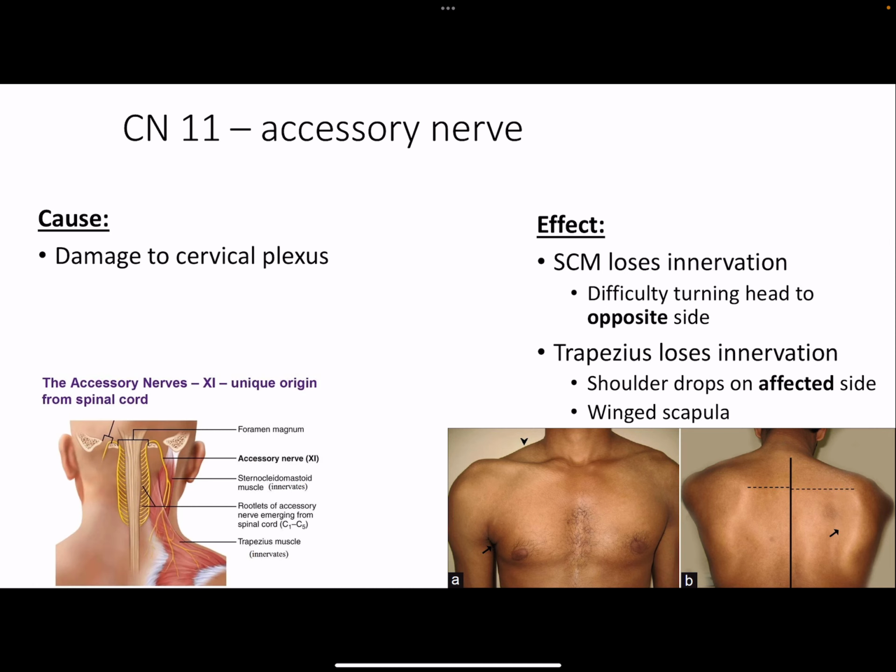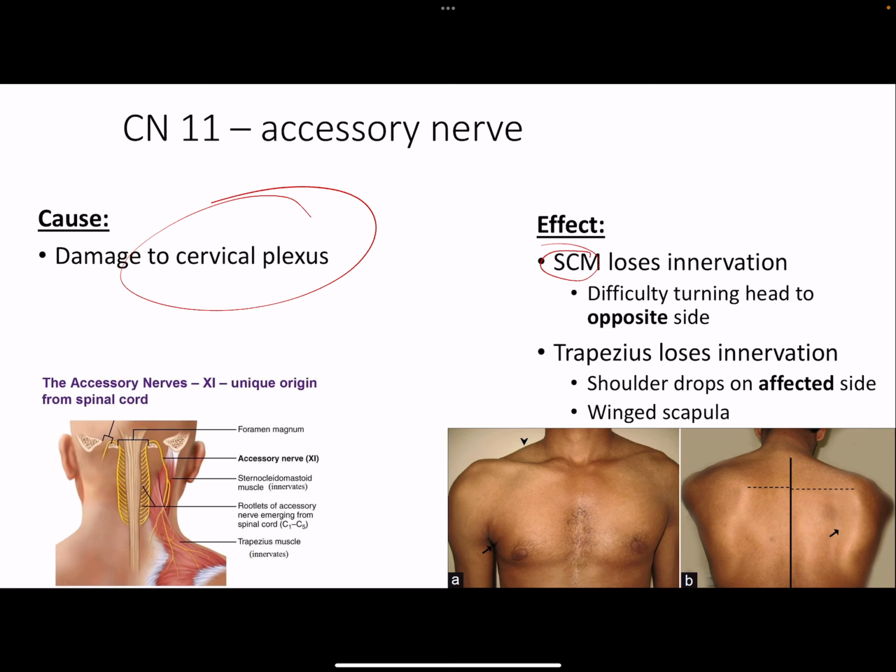The accessory nerve, this comes up from the cervical plexus through the foramen magnum, and then it is going to go down through I think the jugular or something, but in any case, if you damage the cervical plexus, this is going to damage the accessory nerve. The sternocleidomastoid, the SCM, is important for turning your head to the opposite side. So this is another one of our opposites, turning the head to the opposite side. The SCM is on the same side, but it turns to the other side.